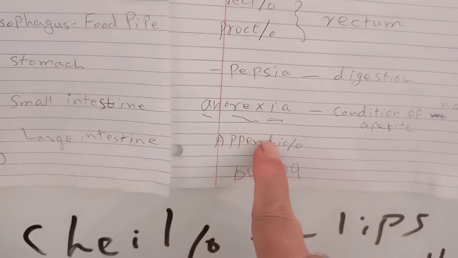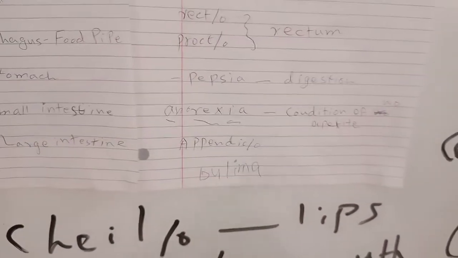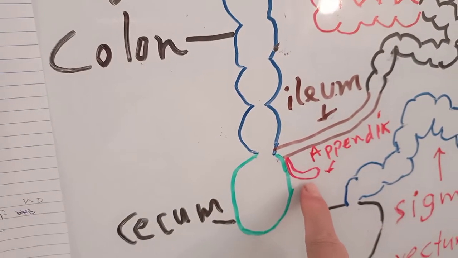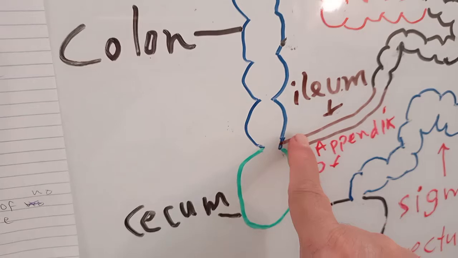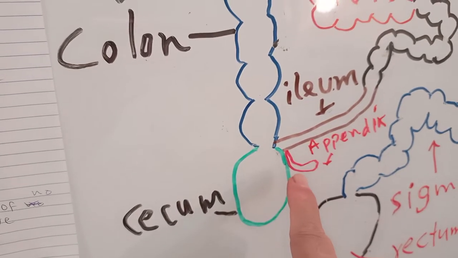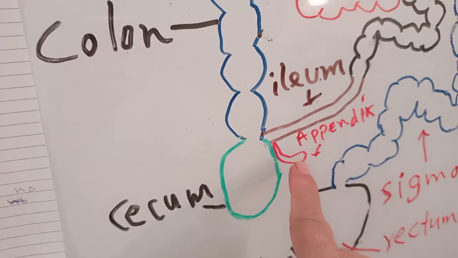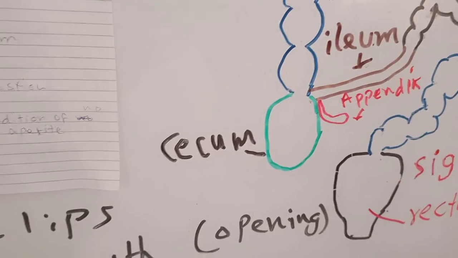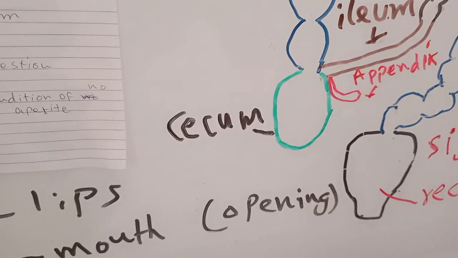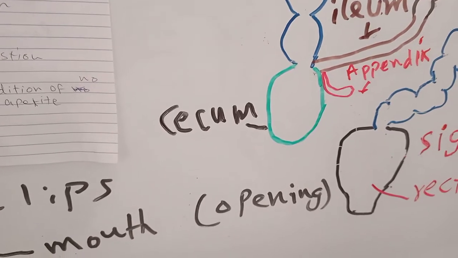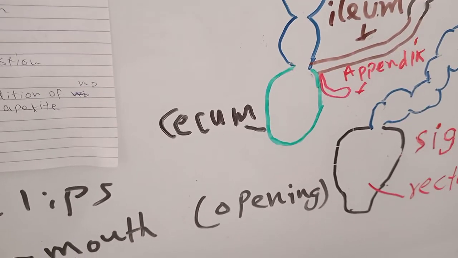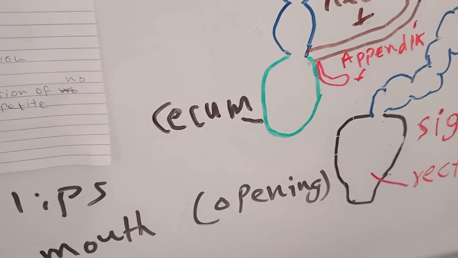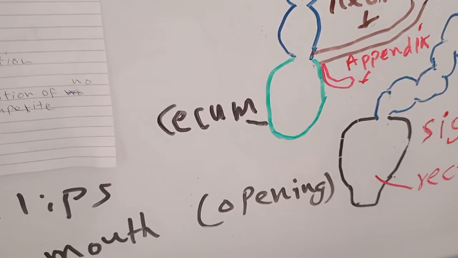This word is appendico. Appendico is the word root for appendix. The appendix is a worm-like structure that hangs at the junction of the ileum with the cecum. If there is infection here, that is known as appendicitis, and we have to surgically remove it. A very common operation, appendicectomy. We are still not clear about the real function of the appendix, but it is said that it has a role in the immunity of the body.